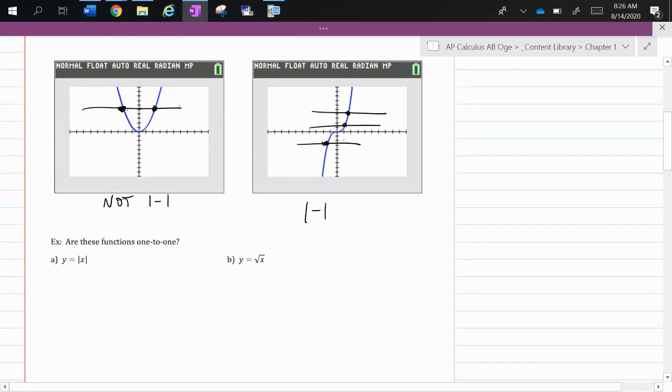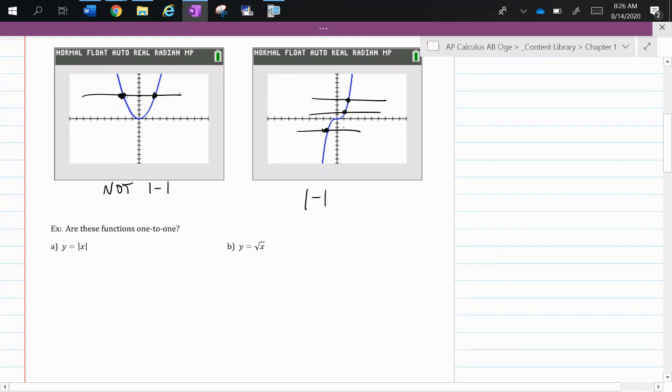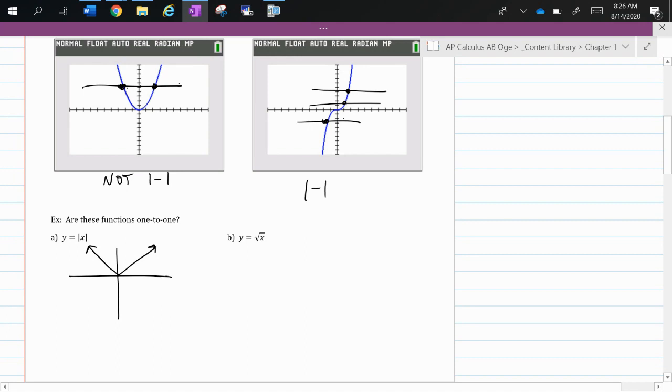So there are some basic familiar functions that we can look at, and we can decide whether they're one-to-one or not. For example, y is equal to the absolute value of x. We remember it's that V shape. What do you think? Do you think that this function is a one-to-one function? Do your horizontal line test. If I draw a horizontal line here, do I go through more than one point? The answer is yes. So therefore, y is equal to the absolute value of x is not one-to-one.